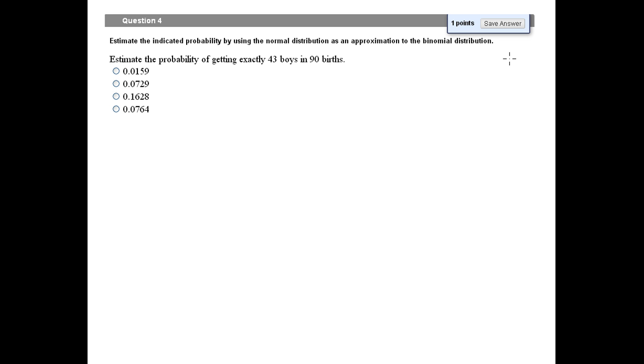Estimate the indicated probability by using normal distribution as an approximation to the binomial distribution. So we have a binomial distribution. I will try to make an approximation to this binomial distribution. Binomial means we have n and p. Now we have 90 pairs, so that means n is 90.